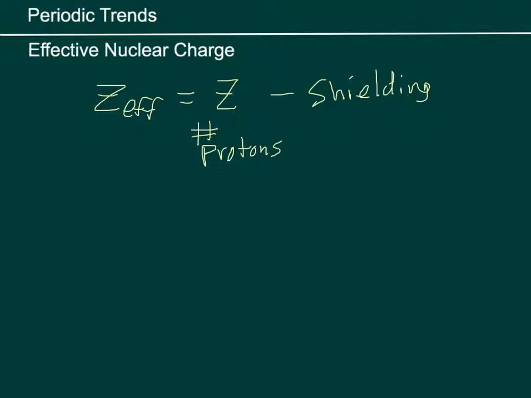And going down a column, one of the things to keep in mind is that every time you go down in a column, even though the effective nuclear charge may be increasing a little bit, because the electrons are so much further away from the nucleus, it's still going to be a bigger atom, and it's going to be easier to take away the electrons. So that'll play a role in those factors as well.